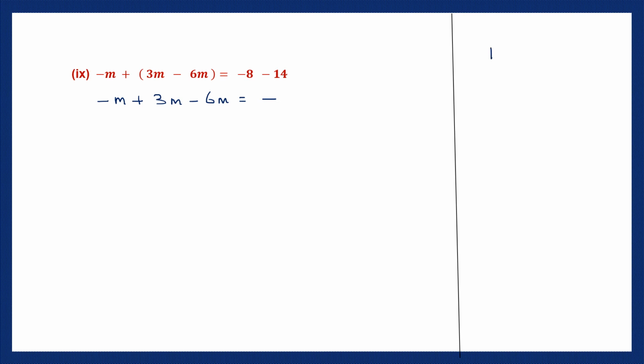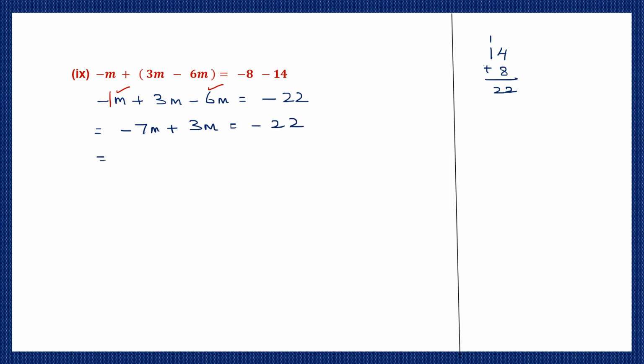So let's add that. 14 plus 8. 4 plus 8 is 12, carry 1, 1 plus 1 is 2, so this is minus 22. So here, with the m's that we have, let's add up the numbers with the same sign. We have a minus sign here and a minus sign here. So that becomes minus. When signs are the same, we put the same sign and we add 1 plus 6, which is 7m, plus 3m is equal to minus 22.